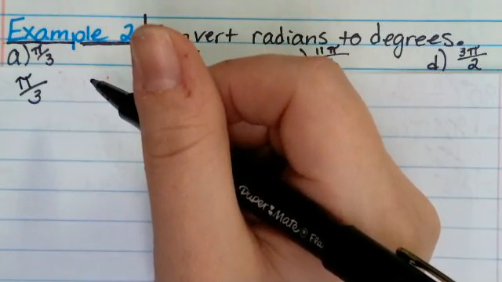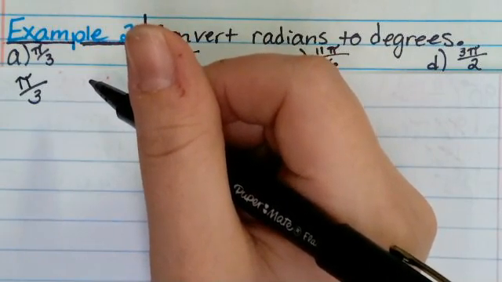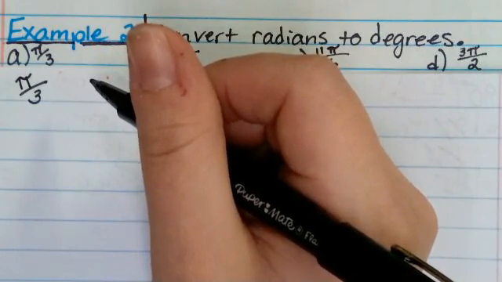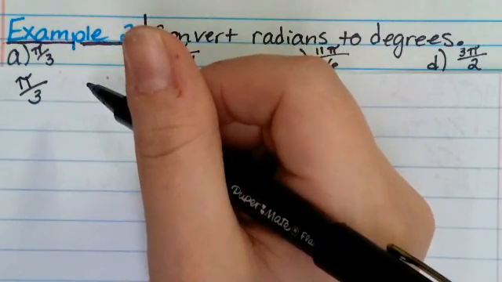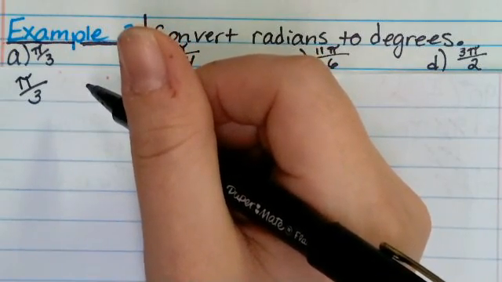If it has a degree symbol, we know it's in degrees. But if you don't see anything, if it doesn't say rad, if it doesn't show a degree symbol, if it doesn't tell you what the units are, you automatically will assume it's radians.